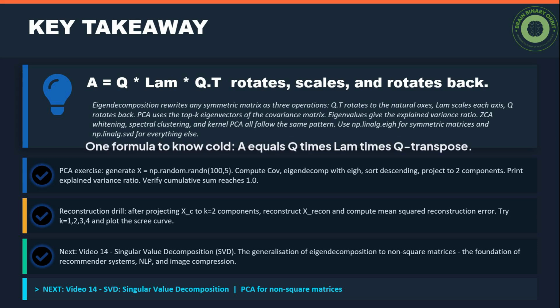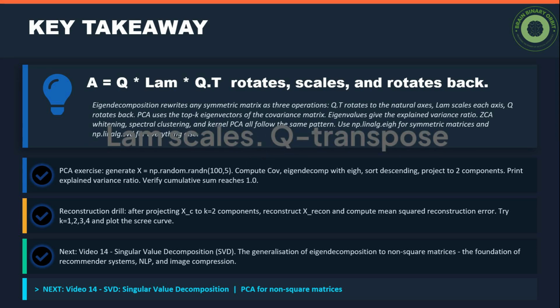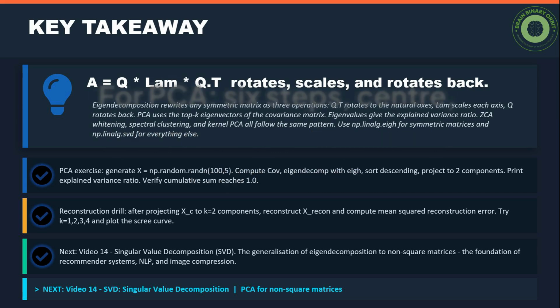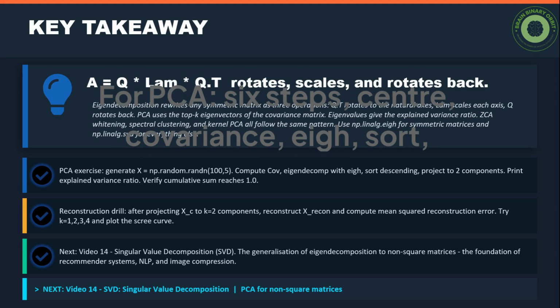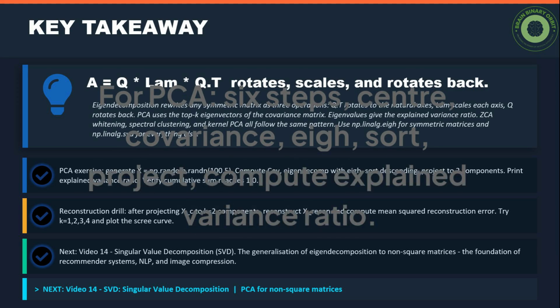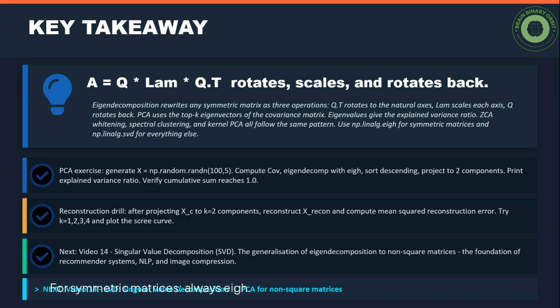One formula to know cold: A equals Q times lam times Q-transpose. Q rotates. Lam scales. Q-transpose rotates back. For PCA, 6 steps: center, covariance, eigh, sort, project, compute explained variance ratio. For symmetric matrices, always eigh. For rectangular data matrices, SVD. Reconstruction error measures how much information you lost.